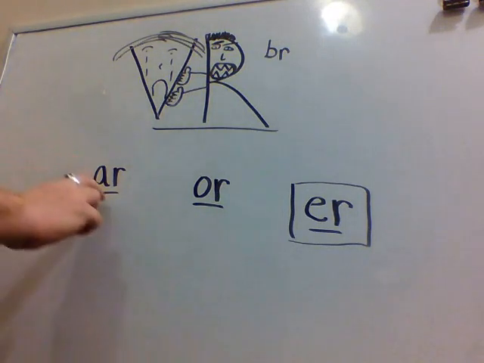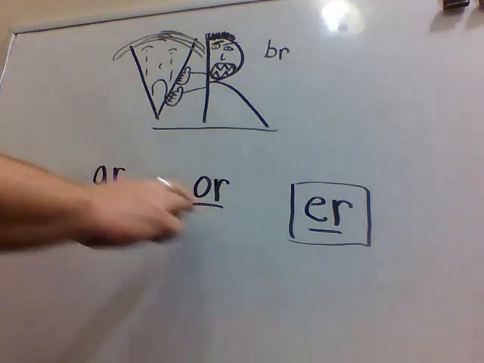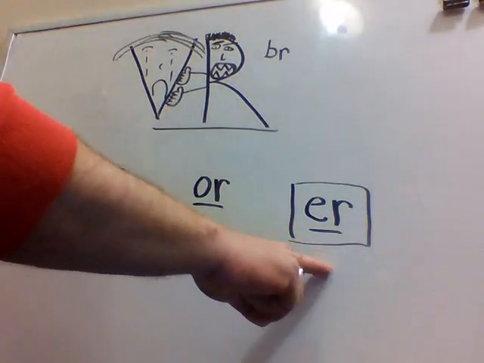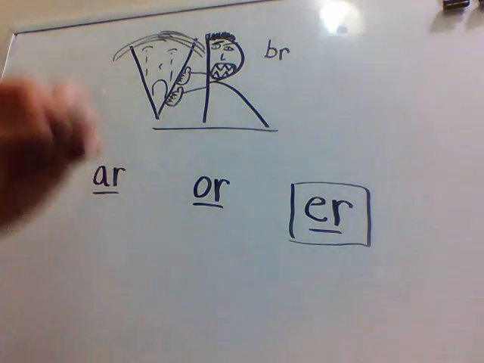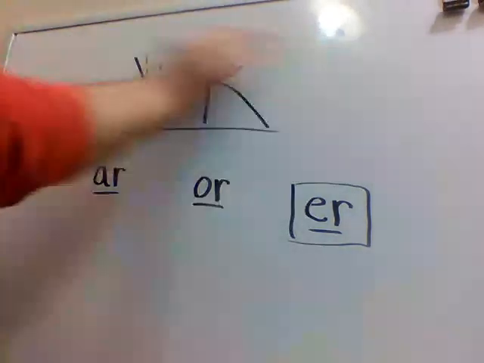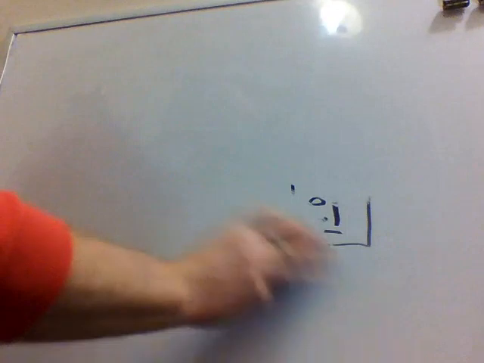Okay? So we have AR, OR, ER. Now, these sounds are a little bit different, but what is the same is we just hear the sound of an R in each one. A bossy R. Alrighty. Now, if you would put this paper off to the side, you can return to it and color it in and do a little bit more with it if you would like.